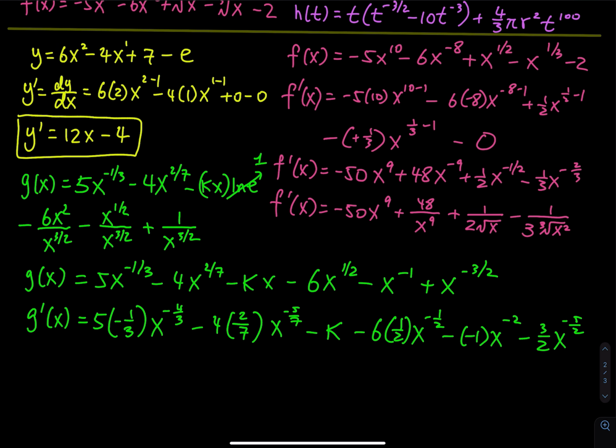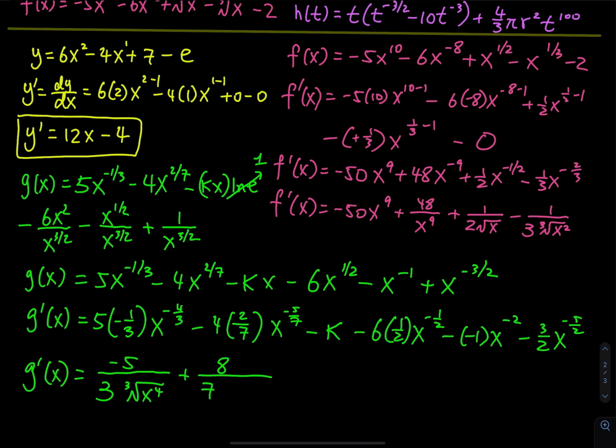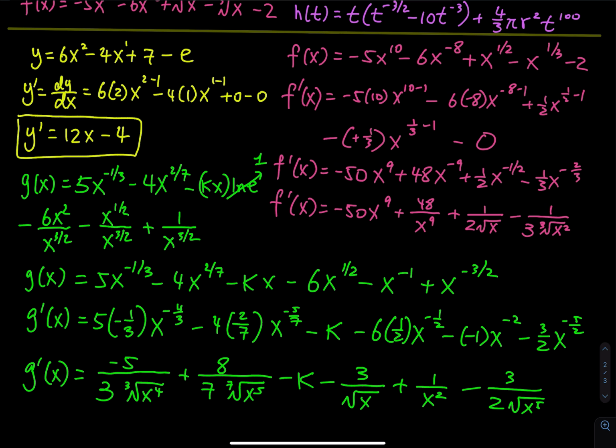Clean this up. g prime of x is equal to negative 5, and then this is a 3, and then the cube root of x to the 4th, plus 8 over 7, the 7th root of x to the 5th, minus k, and then a 3, right? So this will be 3 divided by square root of x, and then plus 1 over x squared, and then minus 3 over 2, so that is square root of x to the 5th, and this is done.